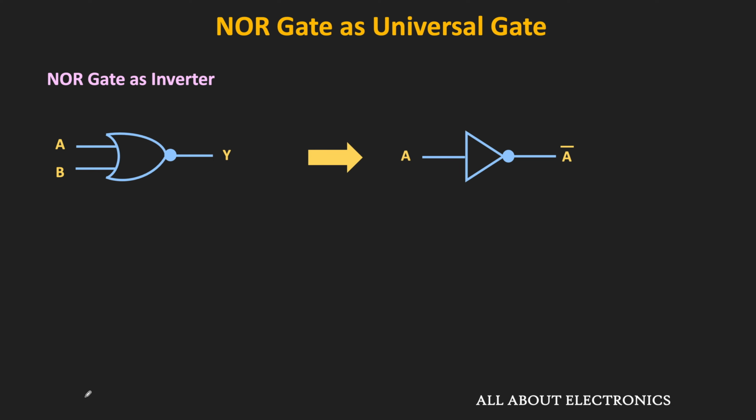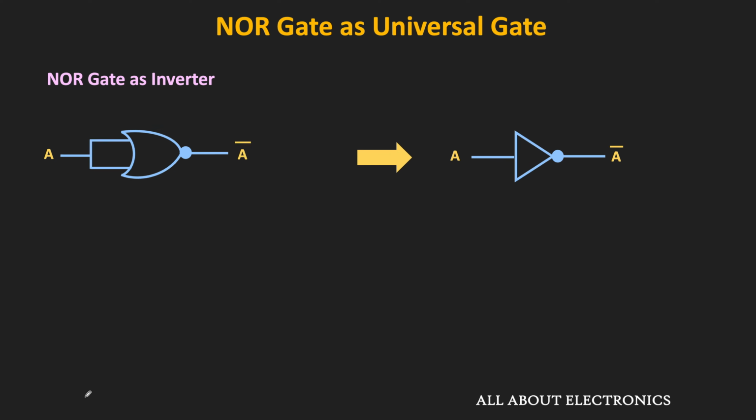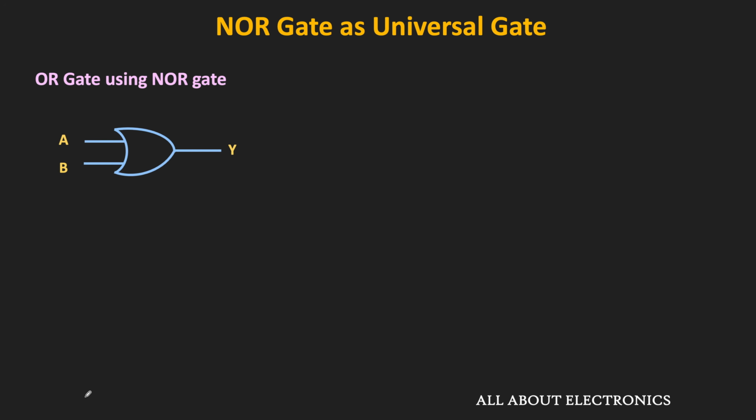We know that if A and B are the inputs to this NOR gate, then its output is equal to A plus B whole bar. Now if both inputs are the same, then its output will be equal to A plus A whole bar. And we know that A plus A is equal to A. That means A plus A whole bar is equal to A bar. That means whenever both inputs of the NOR gate are the same, its output is the complement of the input signal. So by connecting all the inputs of the NOR gate to one input, it can be used as an inverter.